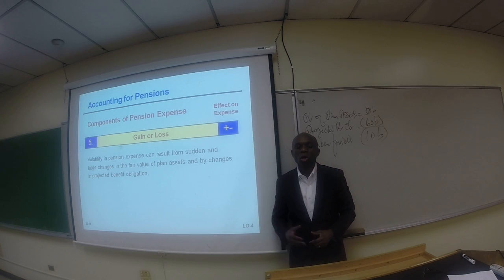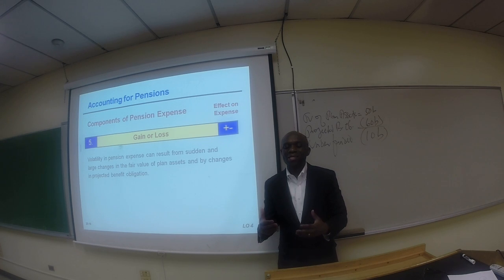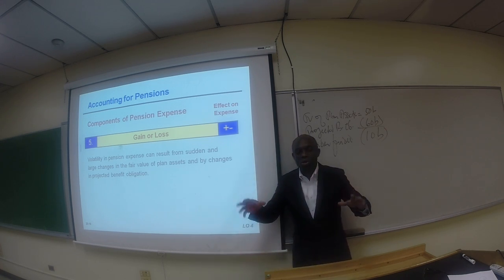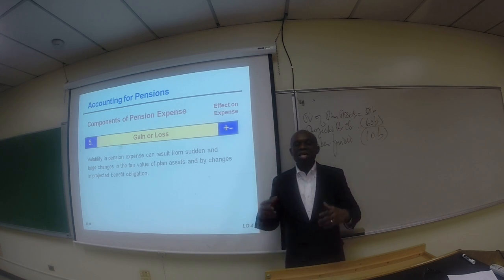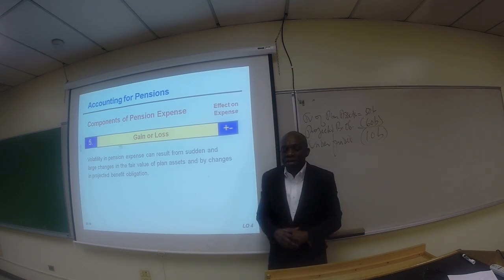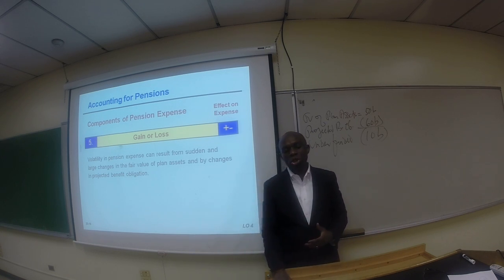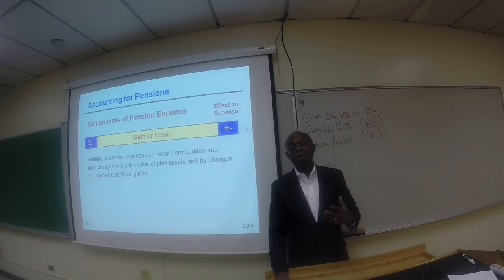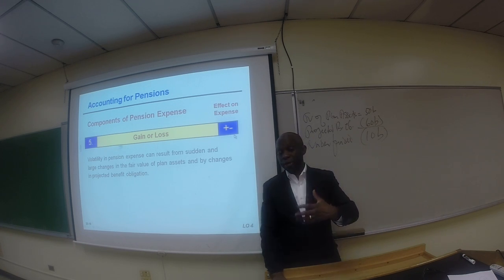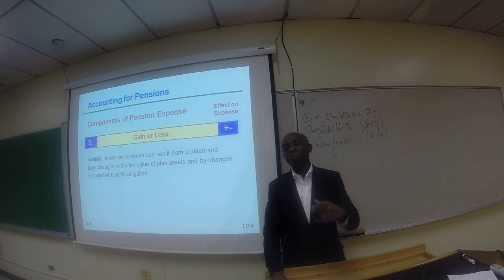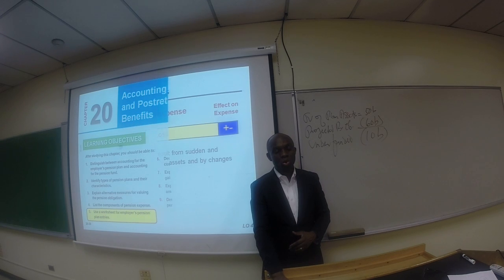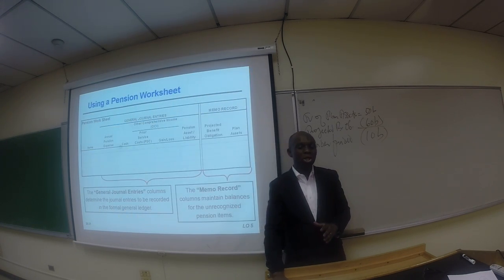The last one is the gain or loss. The volatility in pension expense can result from sudden and large changes in the fair value of pension assets and by changes in projected benefit obligations. So what are we talking about here? Of course, the plan assets consist of different financial securities. So the gain and loss has to be computed, and the changes in the projected benefit obligation has to be taken into consideration. The gain obviously will be a minus to the pension expense, and the loss will be additional pension expense. So this component can result in plus or minus depending on the situation. So those are the 5 components of pension expense.